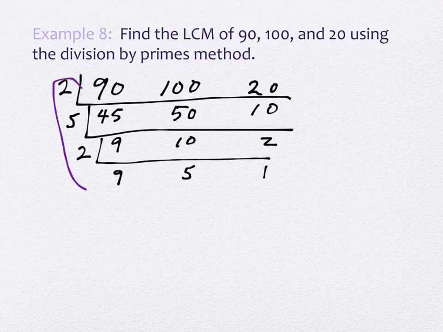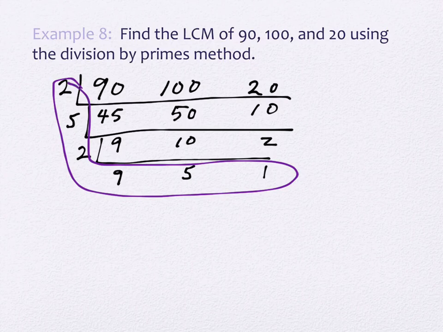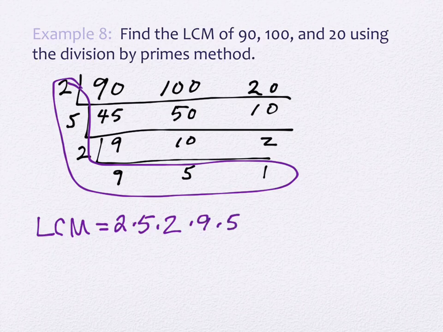The cool thing about this is that your answer is just the product of everything here. So the least common multiple is 2 times 5 times 2 times 9 times 5 times 1. And what do you get if you multiply all of those together? I think it's bigger. 900. That's okay. So mine's showing bigger than that, yeah. 900's right. Okay. I really like division by primes because I like that the answer's just right there. I think it's cool.